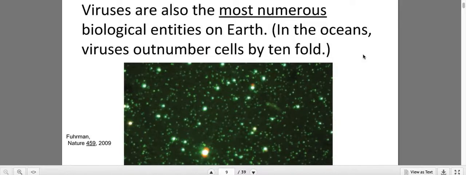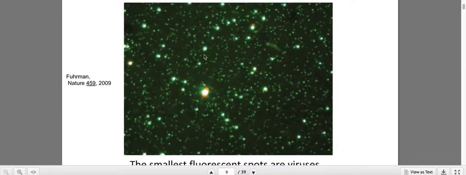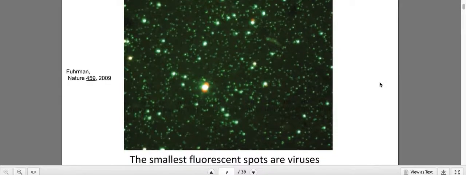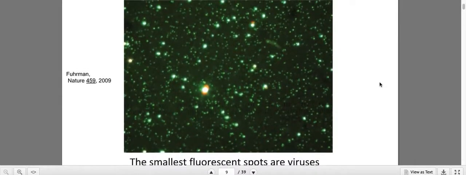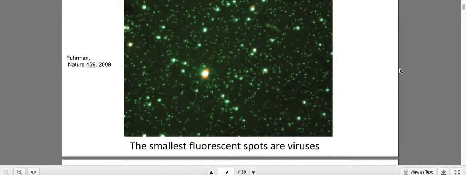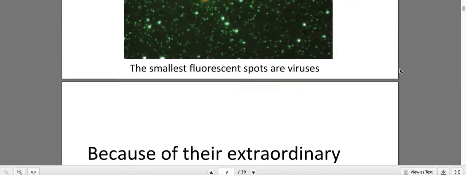So this is a picture showing just some cells, and you can see those big dots are just normal cells, and then you can see all of these little dots everywhere. These are viruses. So this is somewhere in the ocean. This is just a little screenshot of some cellular structures, and you can see how the viruses are way, way, way more than the cells are, and they're way smaller. So that's just some context as to how different viruses are from cells.